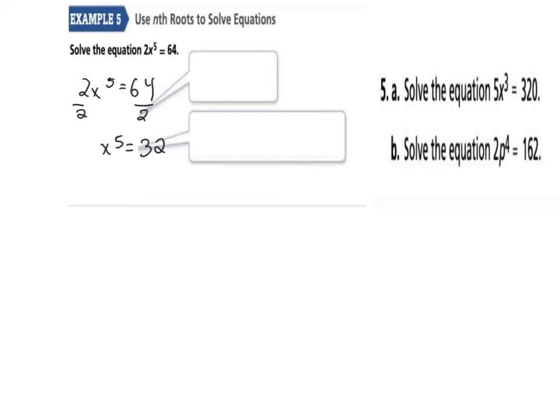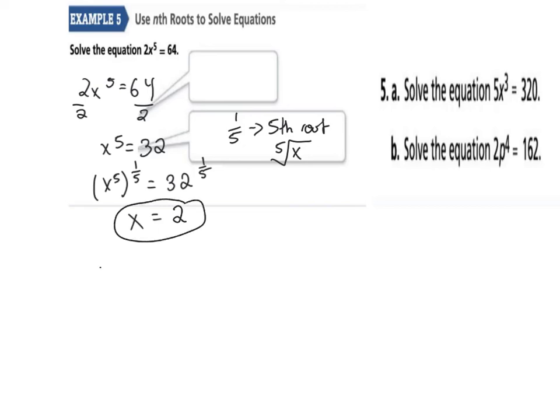Now because we need to take the 5th root to solve for x, we raise both sides to the 1/5 power, because we know 1/5 is the same as taking the 5th root of x. So we raise both to the 1/5, and when we take the 5th root of 32, we should get 2, because 2 to the 5th power equals 32.